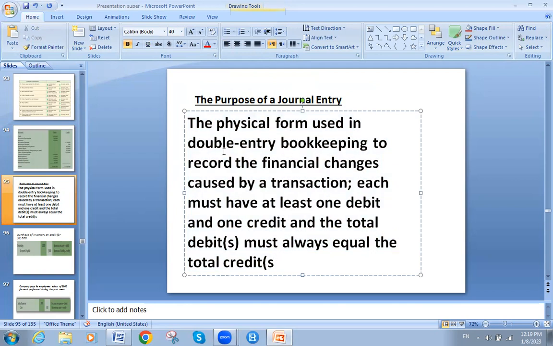So here, the journal entry is the physical form used in double entry bookkeeping to record the financial changes caused by a transaction. Each entry must have at least one debit and one credit. Wait a minute. At least means there might be more than one debit in one transaction, and there might be more than one credit in one transaction. That's right, no problem. And the total debits must always equal the total credits. That's what will always happen.